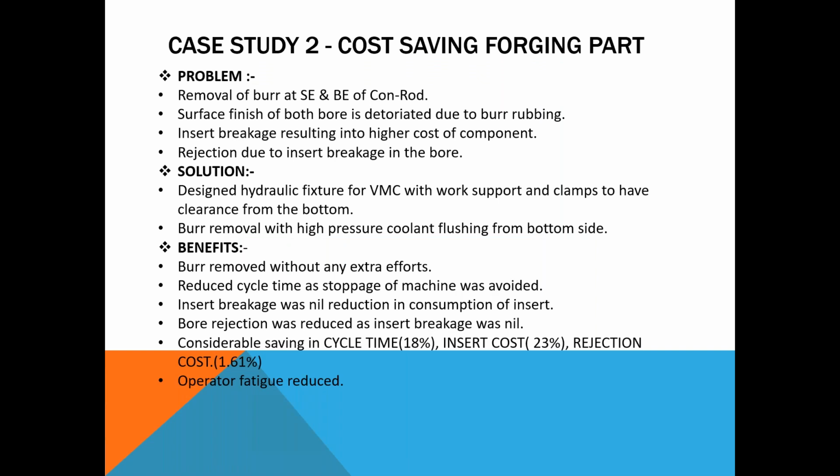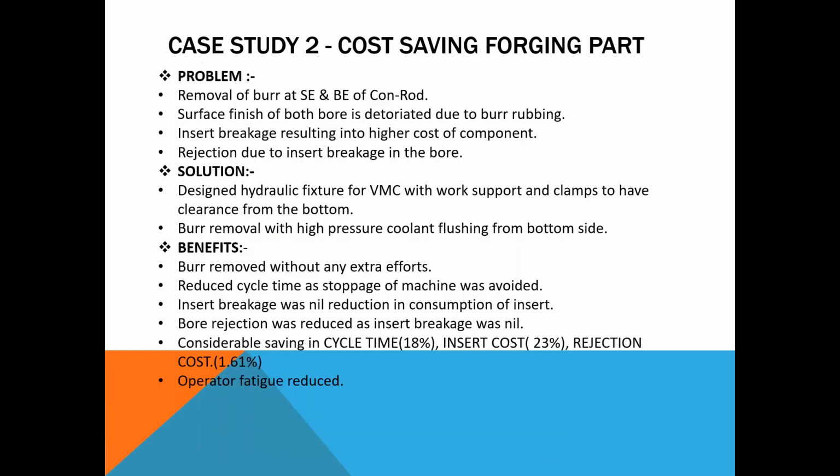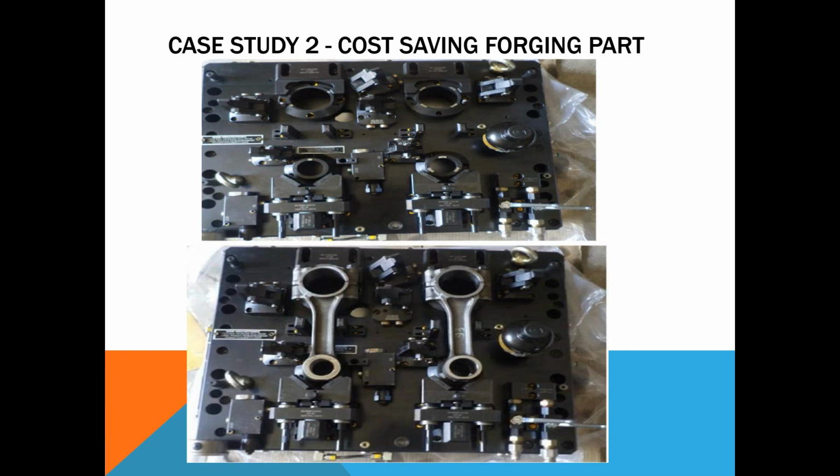What we have done is we have designed a fixture in such a way that 2 parts can be done. Now the clamps and support have been given, and burr can be removed from the bottom. From here I can put the high pressure coolant, and it is washed off.